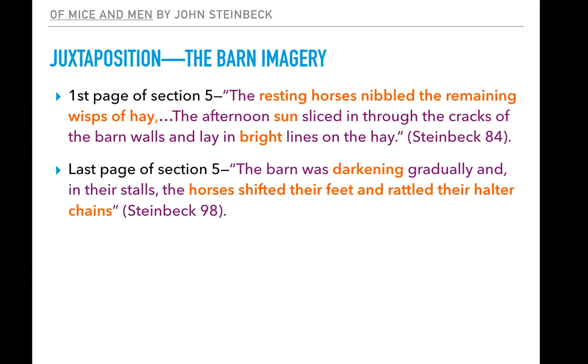In the beginning, the sun is bright. At the end, after the murder, the barn was darkening. So the juxtaposition of the light and the dark imagery is really interesting here in section 5.